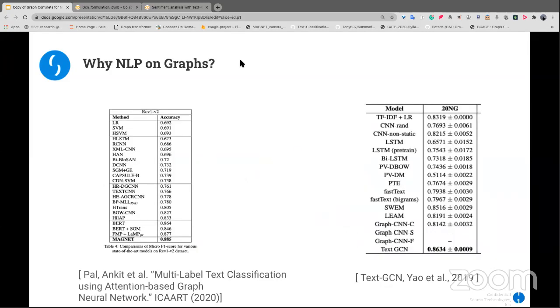And why are we learning graphs in the NLP field? There is a lot of motivation. Graph networks can capture dependencies better than other neural networks. As you can see, recently we published a state-of-the-art paper on multi-level classification using a graph network. On the other hand, Text GCN has also shown very good performance compared to typical LSTM and other sequential networks.